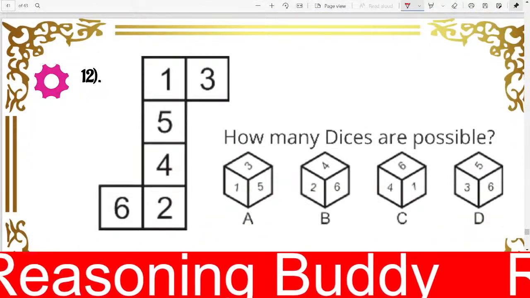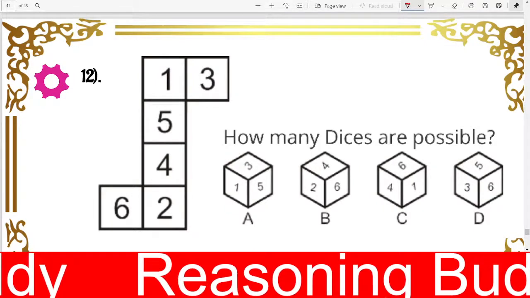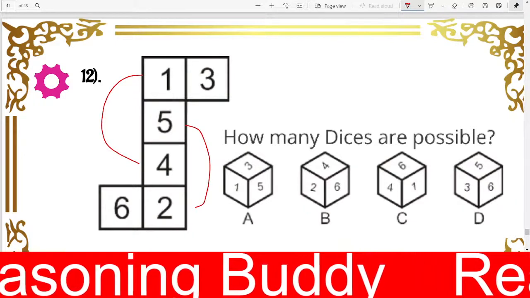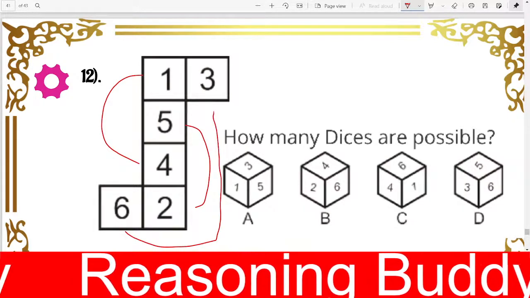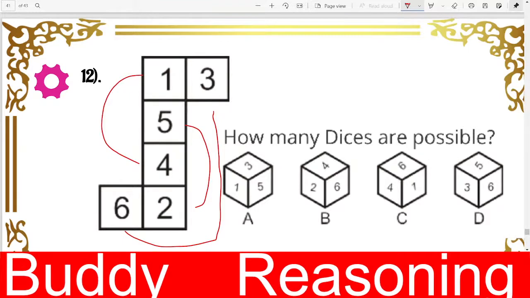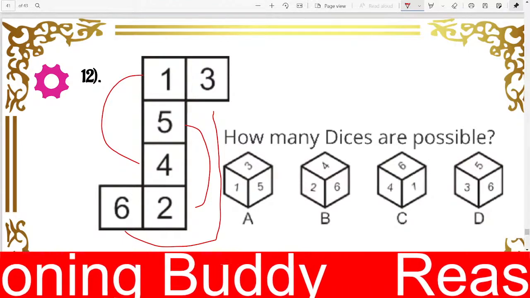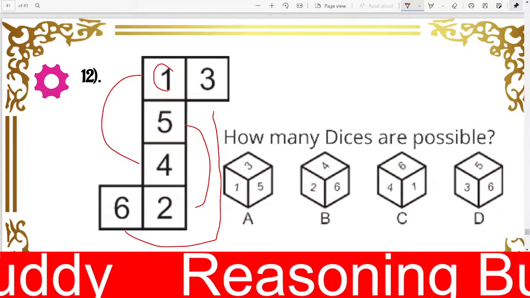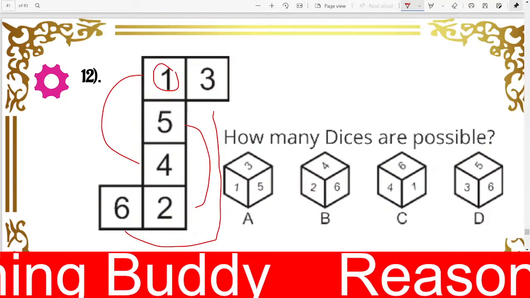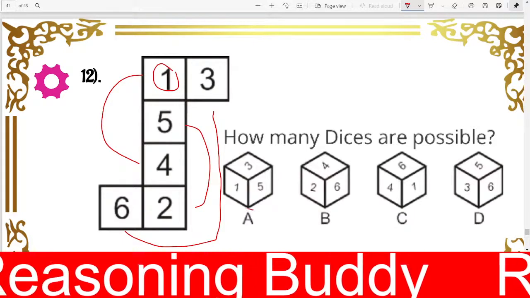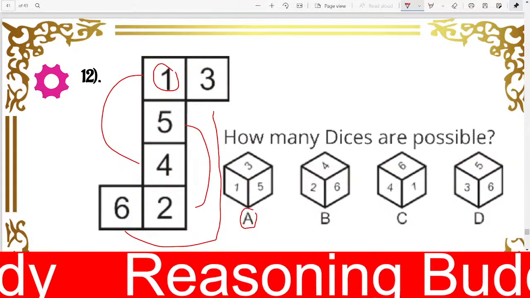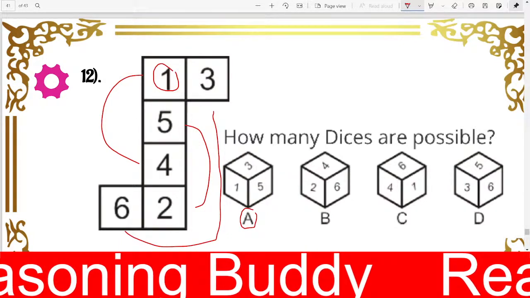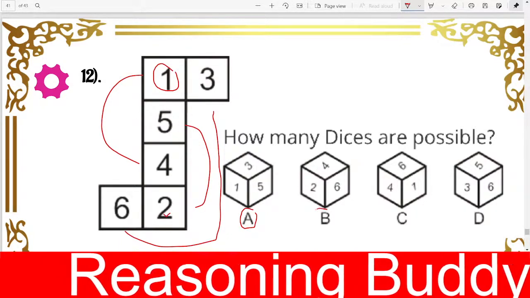How many dice are possible again? So 1 and 4, 5 and 2, and 6 and 3. So after describing the opposite sides like this, we go to the options. So 1 3 5. Here you can see there is no opposite pair, all are adjacent, so it is possible. So 2 4 6 is also possible.